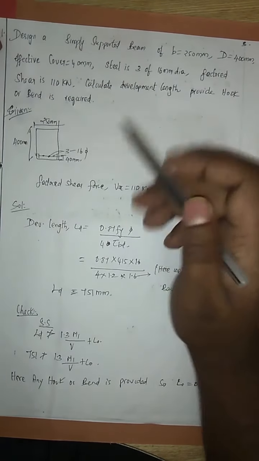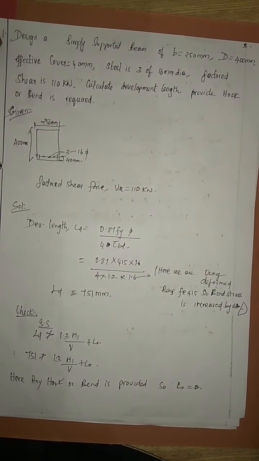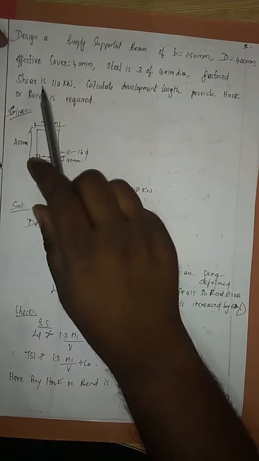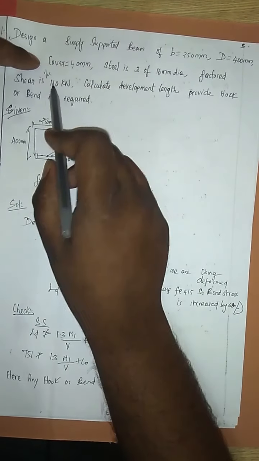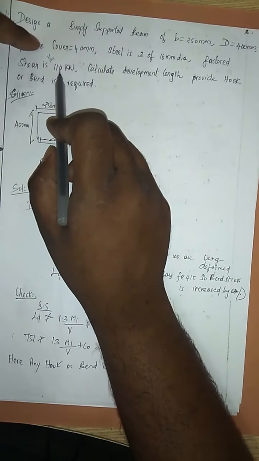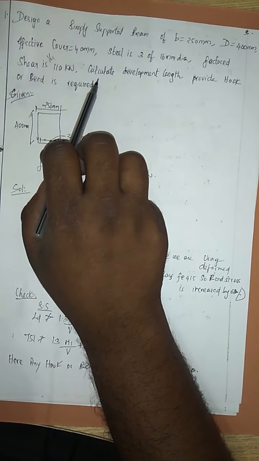This is the procedure for calculating the small d, that is effective depth. Okay, so factored shear force. Factored shear is nothing but Vu. The shear force is given as 110 kilonewton.